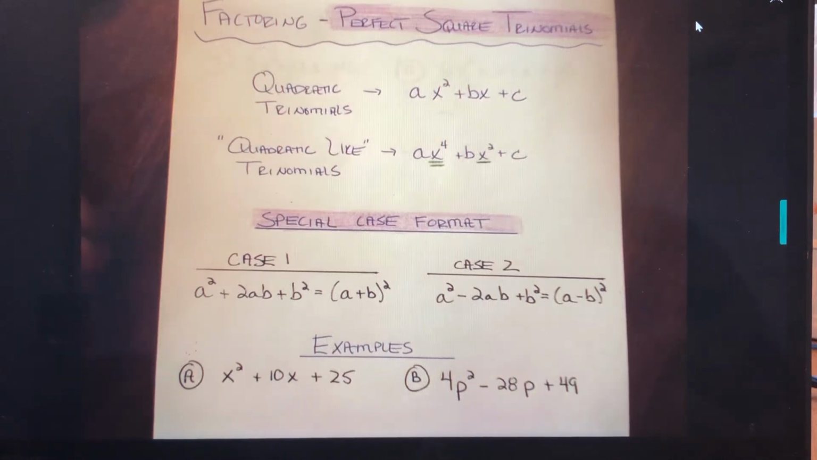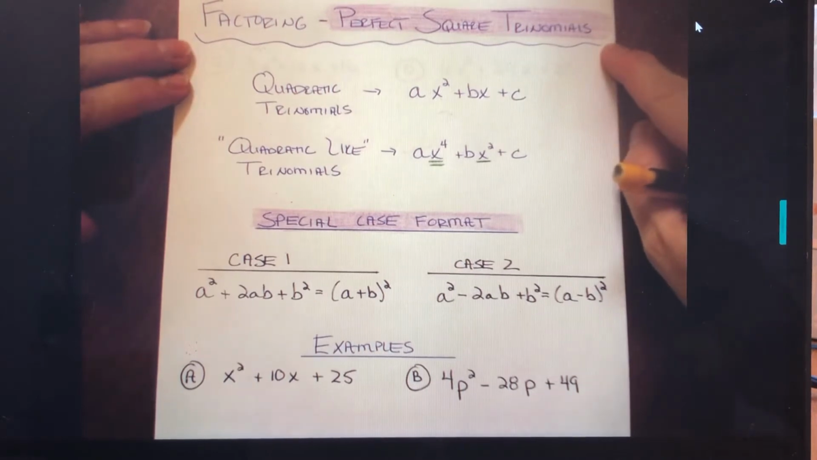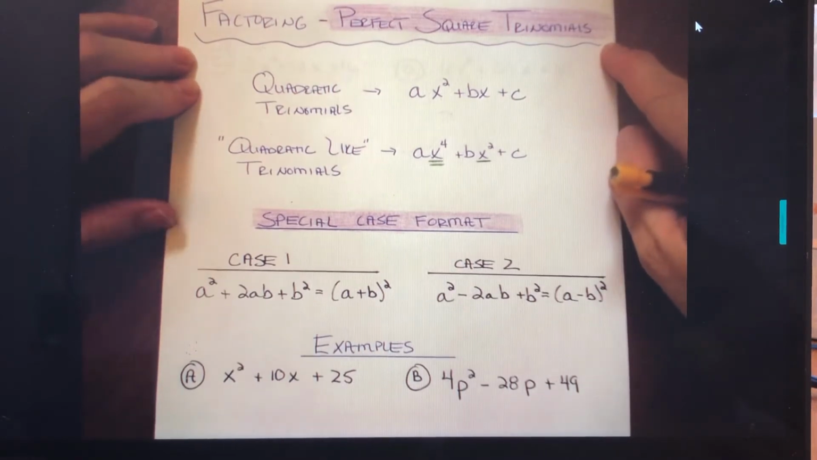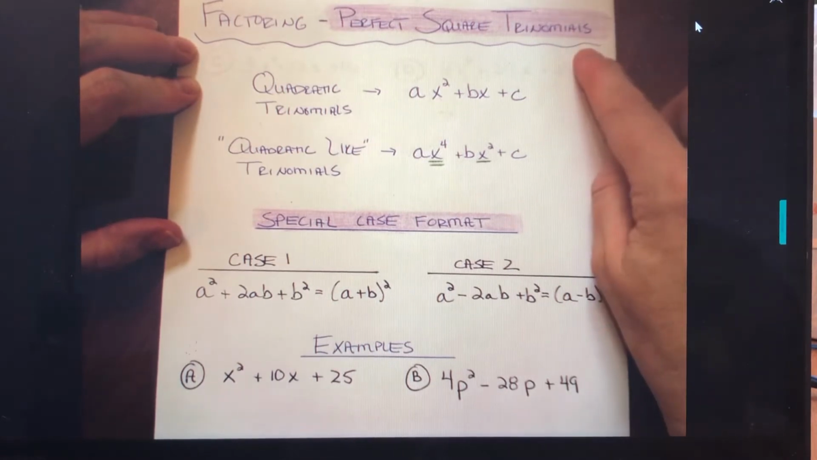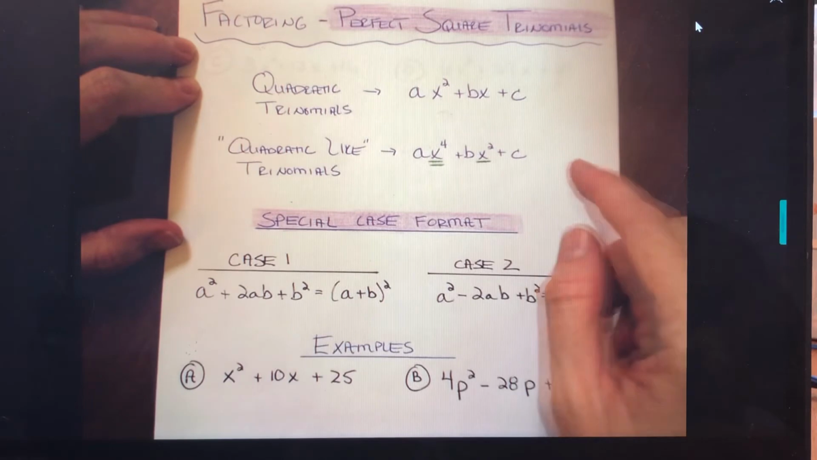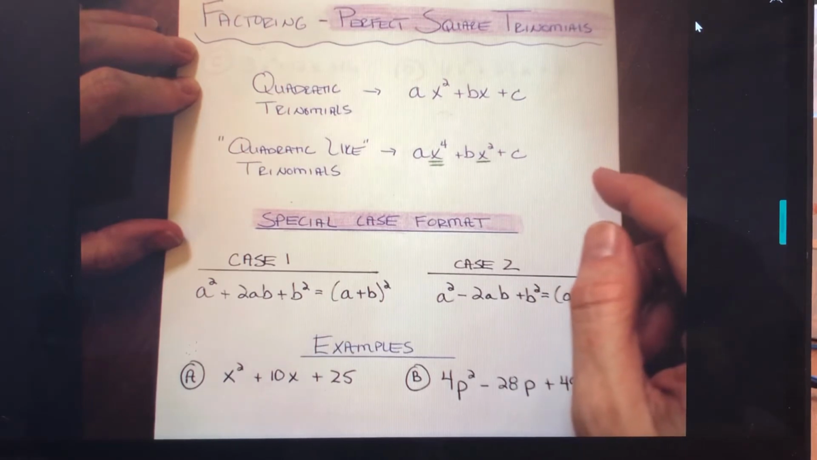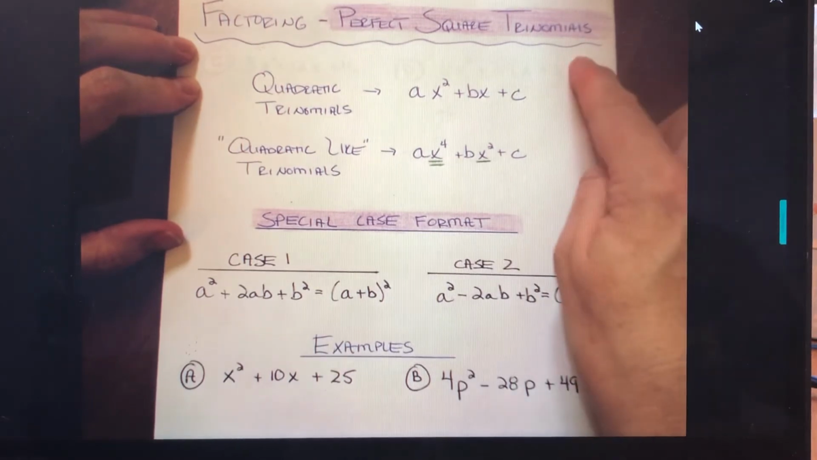Okay, this video is going to highlight how to factor something that we call a perfect square trinomial. So first of all, what does that mean? Well, first of all, it's a trinomial. If you recall from earlier videos or earlier learnings in algebra, a trinomial means it has three terms.